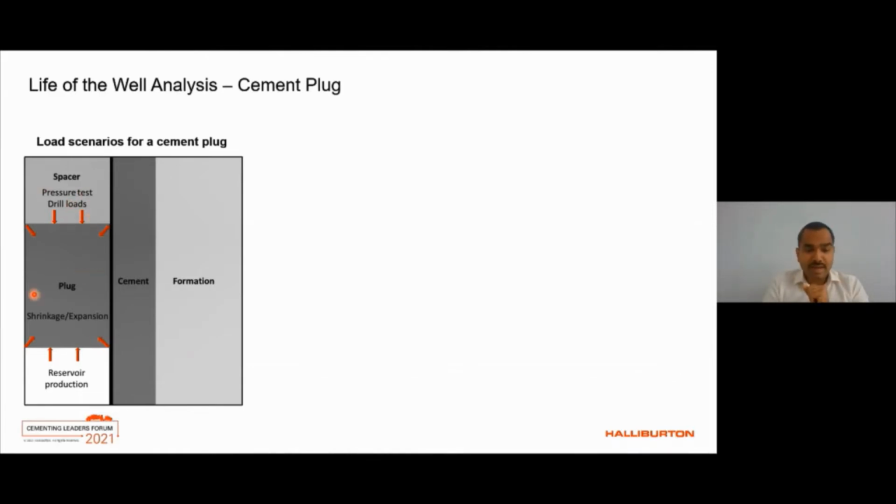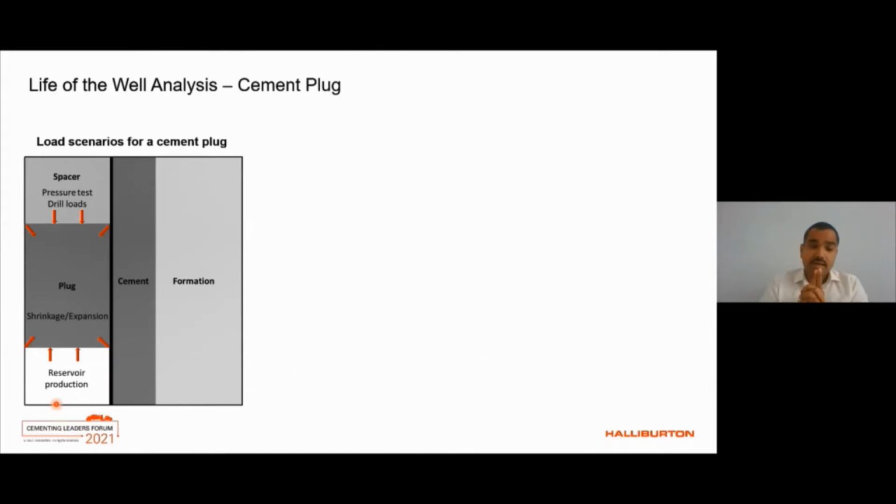The shrinkage and expansion driven stresses come from within the plug itself, and there is potential production from the bottom of the plug. Maybe the reservoir is building pressure over time, or there's a neighbor well that was fracked and there is a communication to this well, and there's a buildup of pressure below the plug. So these are some of the potential loads that the plug can experience.